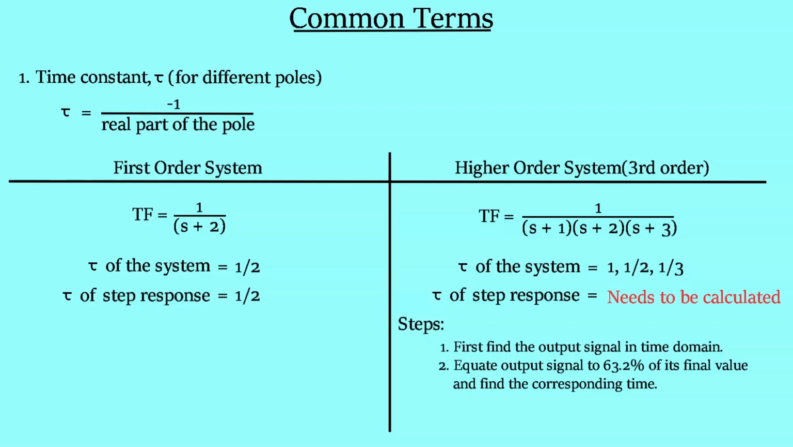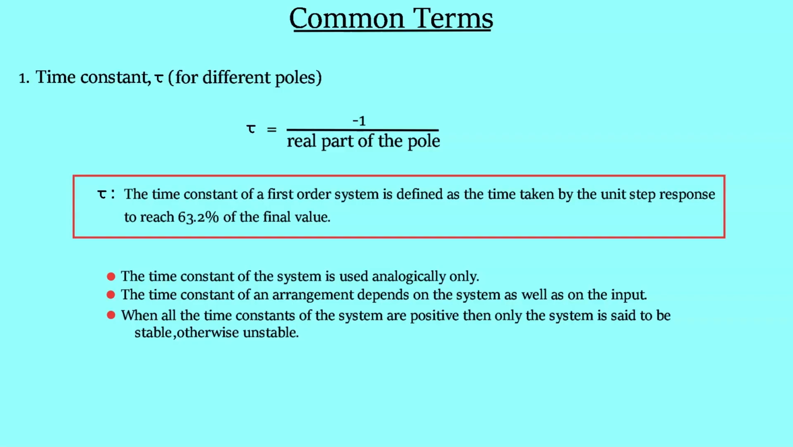Now, let us conclude all the things regarding the time constant which you should keep in mind in the subject control systems. Time constant formula you should know, the definition also you should know, and 3 points you should know, which are: the time constant of the system is used analogically only. The time constant of an arrangement depends on the system as well as on the input. When all the time constants of the system are positive, then only the system is said to be stable, otherwise the system is unstable. This topic will come again in the later units, and we will focus particularly on first order and second order systems.